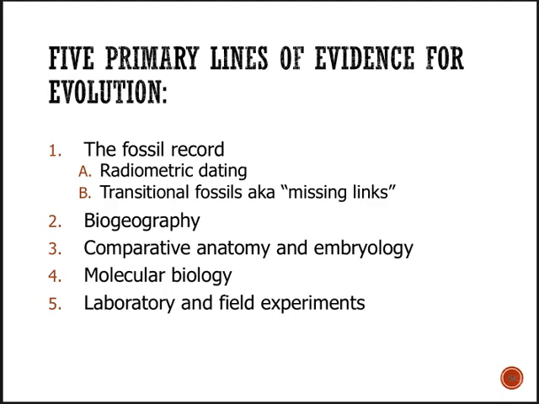And it turns out that there are 5 primary lines of evidence for evolution. There's the fossil record, something called biogeography. Then there's comparative anatomy and embryology, molecular biology, and laboratory and field experiments. And those are the things that we are going to talk about for the rest of this lecture.